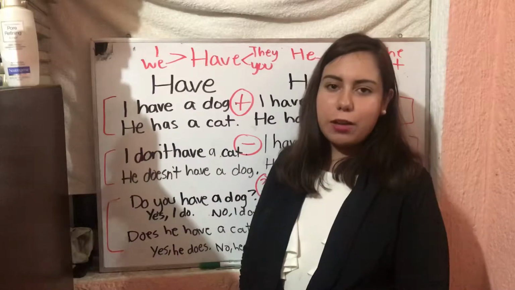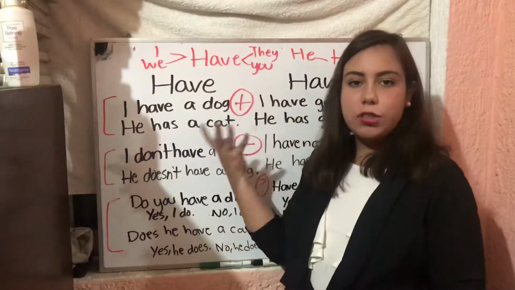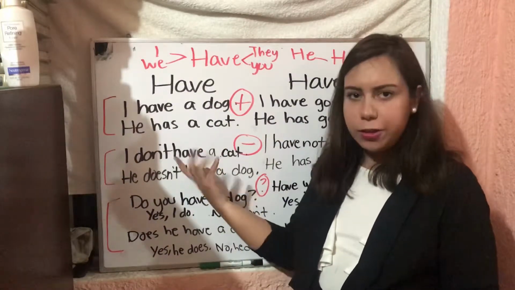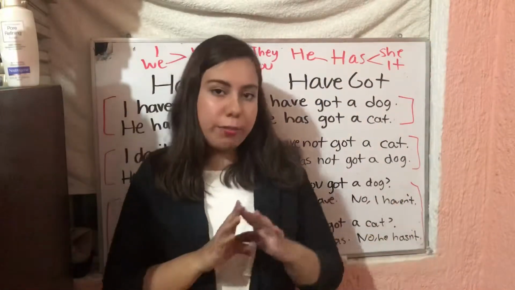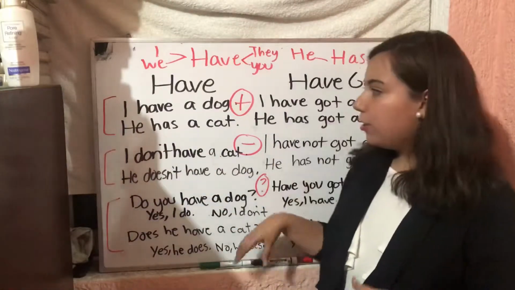Today we're going to be talking about have versus have got. Both of these are pretty much the same thing, only that have we use a little bit more in American English, and have got we use a little bit more in British English. It means the same thing, but we have different grammar rules. So let's look at them.